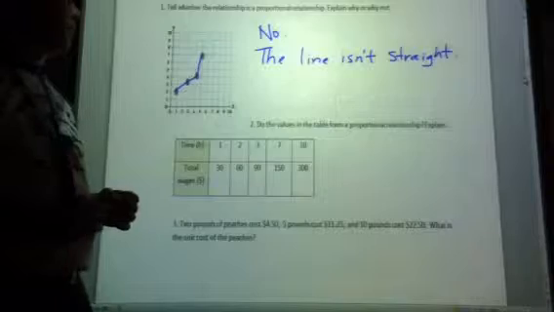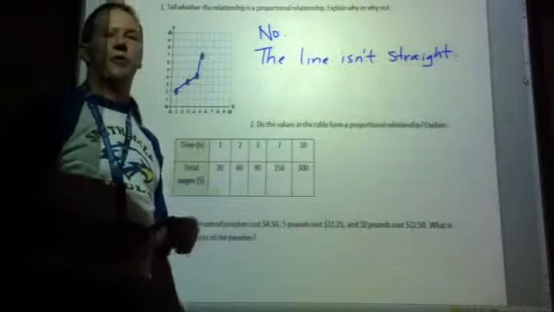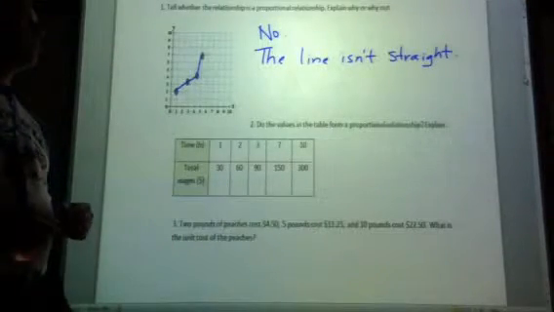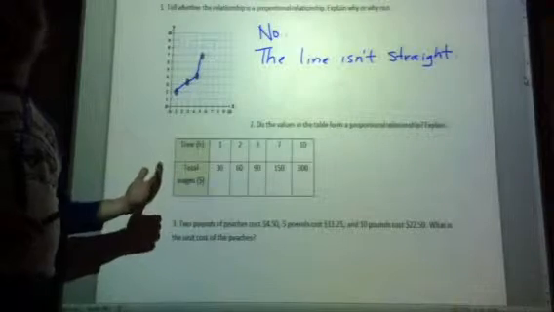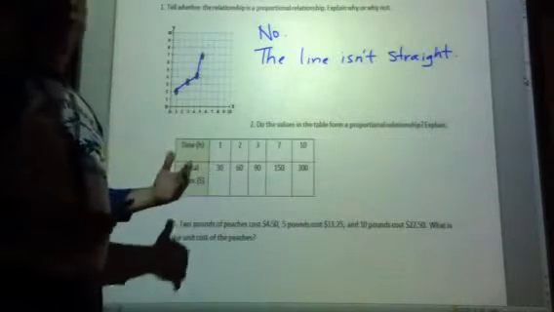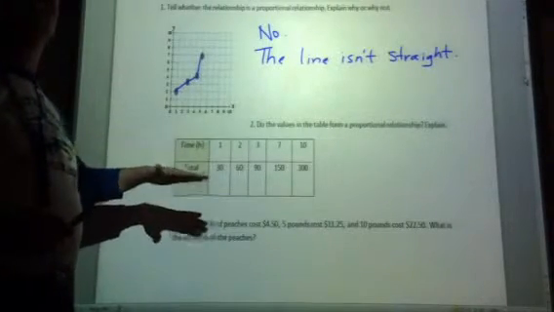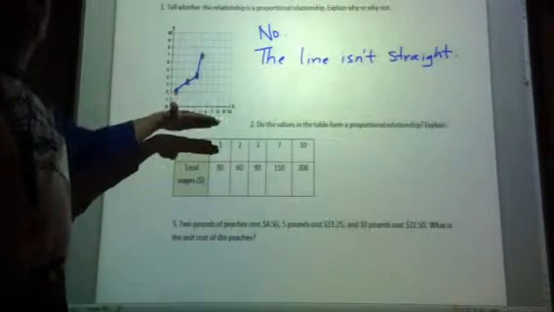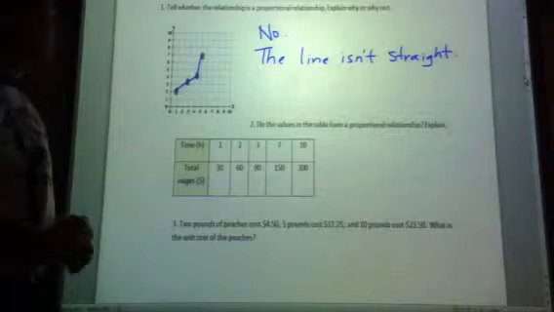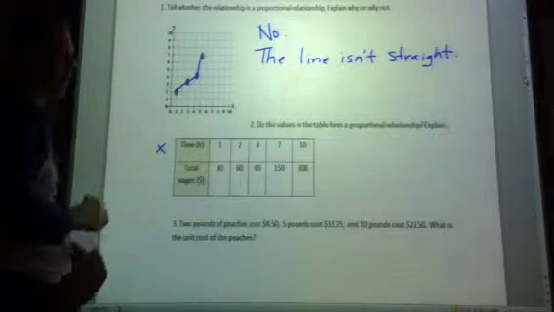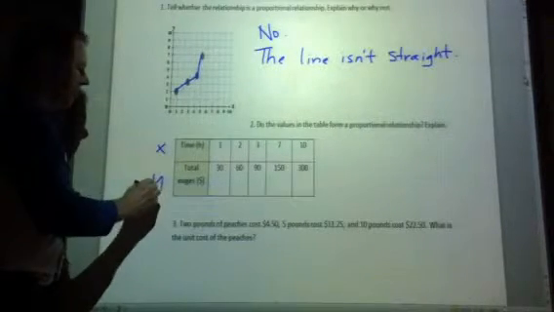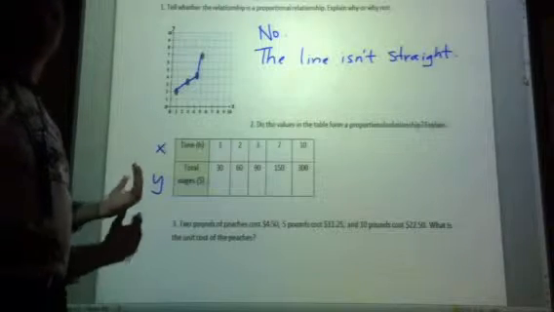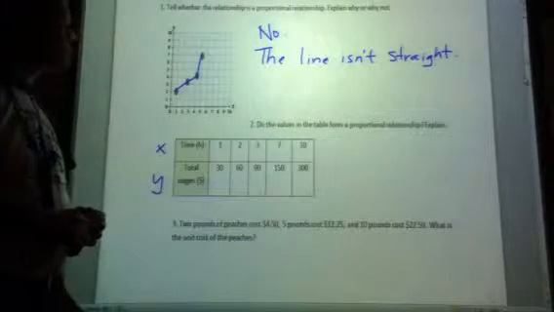All right, problem number 2 says, do the values in the table form a proportional relationship? It also says to explain this as well. We want to take the bottom values, the y values in the chart, and divide them by the x values, the ones up top. Remember that these values up here are our x values. These values in the bottom of our chart represent our y values.